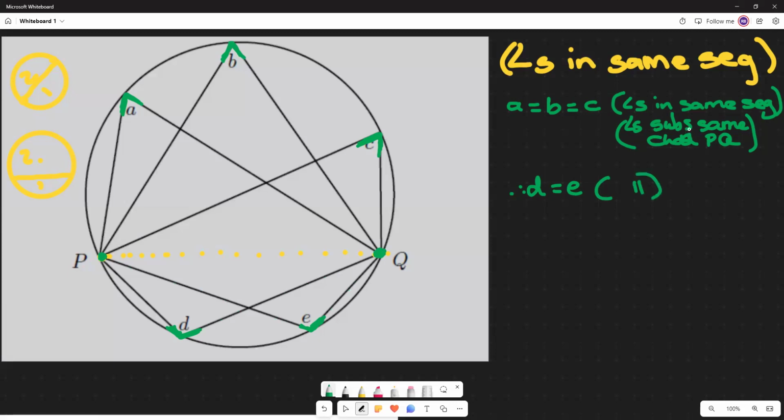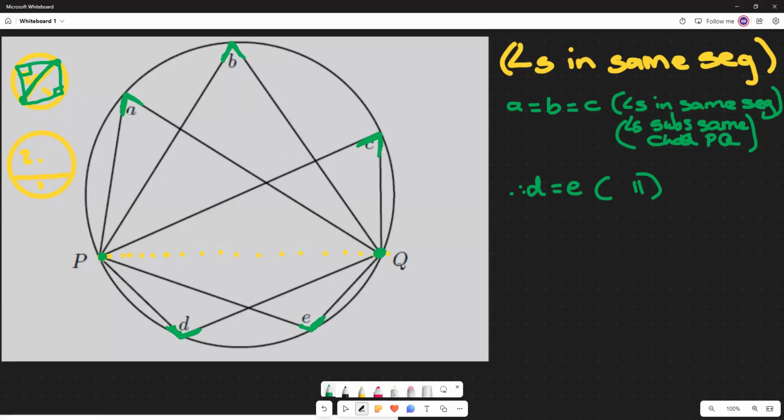Right. And then another question that may arise is this. Are the angles A, B, C the same as D and E? The answer is no, because they're on opposite segments, right? They're only going to be the same if the chord that we are talking about is the diameter. So this angle will be the same as that one there, right? But otherwise, they cannot be the same, right? But there's a special relationship between these angles.